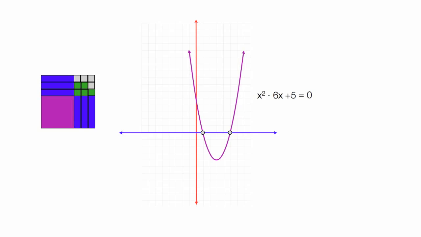So up next is a little bit more complex equation. I'm adding a 5 to it, so I have x squared minus 6x plus 5. And I'll show you how to solve that equation in the next video.